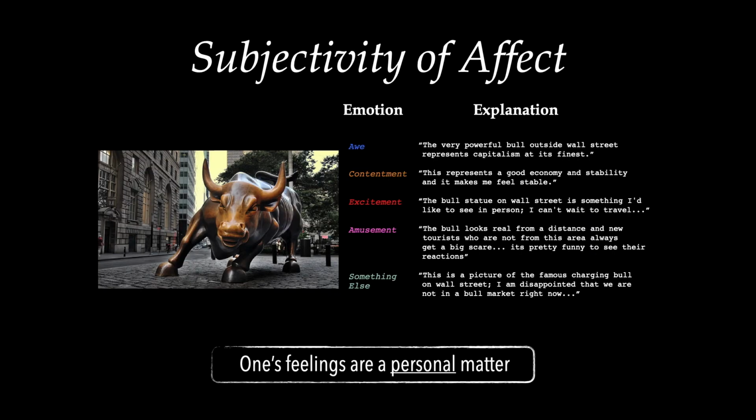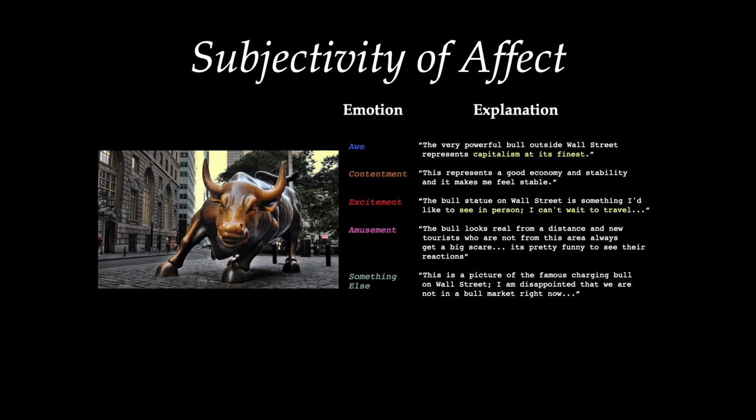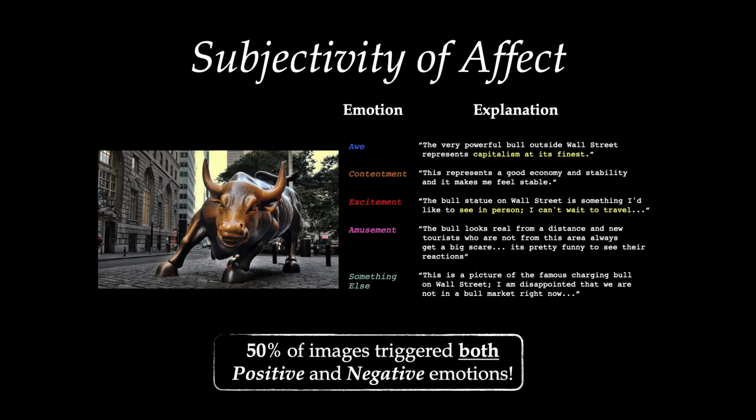Moving on to the last but extremely important property of Affection and affective explanations in general, our explanations are intrinsically personal and hence they are subjective. For instance, the charging bull statue of Wall Street can be awe-inspiring to someone associating with the positive qualities of capitalism, or can trigger excitement by inspiring the desire to travel to a place like New York. This phenomenon well explains why 50% of the annotated images have received at least one positive and one negative emotion at the same time.